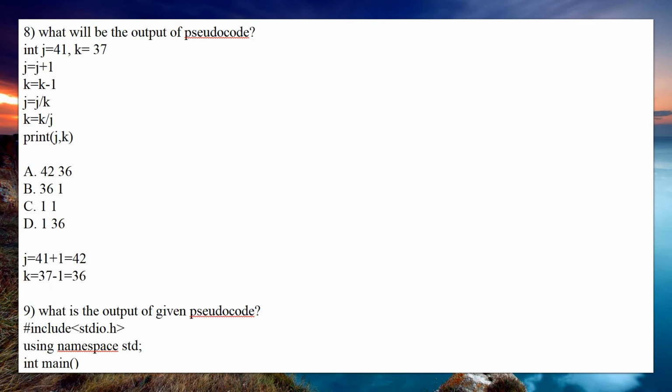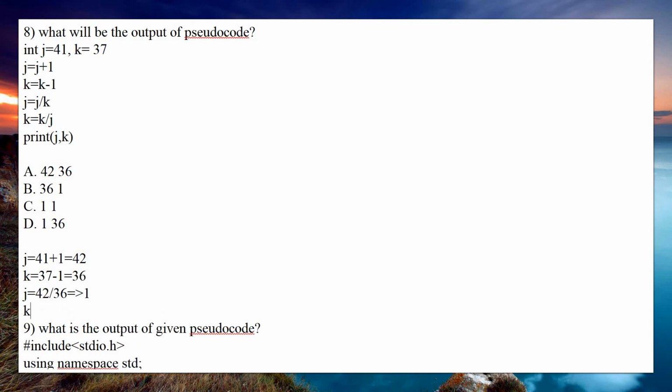And next thing is j is equal to j by k. So what is j? j is 42 by 36, so 42 divided by 36. So you are going to take the nearest value. So 42 divided by 36 gives 1.